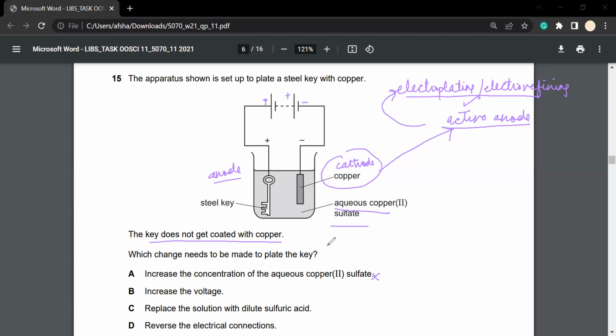ये तो जरूरी नहीं है क्योंकि coating ही नहीं होगी. Increase the voltage, that again is an unnecessary step. Replacing the solution with dilute sulfuric acid, again unnecessary. The reverse electrical connection, yes. जो आपका cathode है उसको basically anode होना चाहिए था और जो एनोड है उसको आपका कैथोड होना चाहिए था, तभी कॉपर आयंस सॉल्यूशन में आते और कॉपर आयंस from the solution would have coated basically the key here.